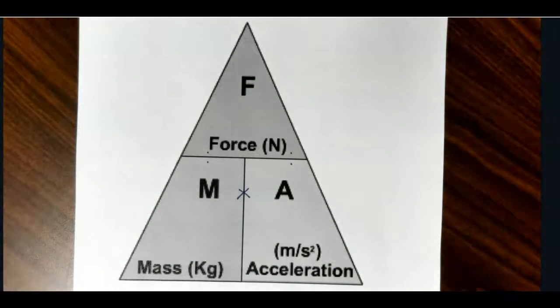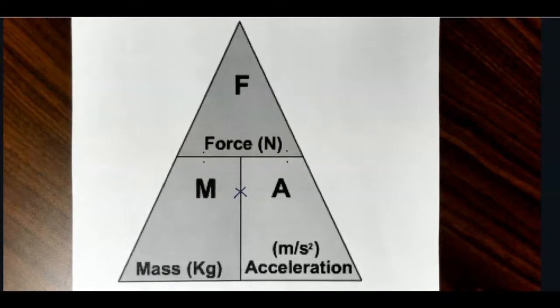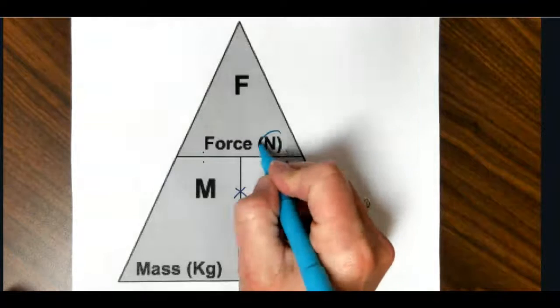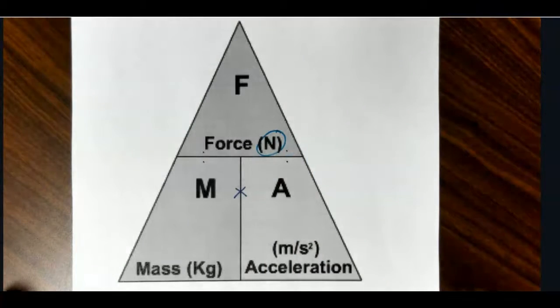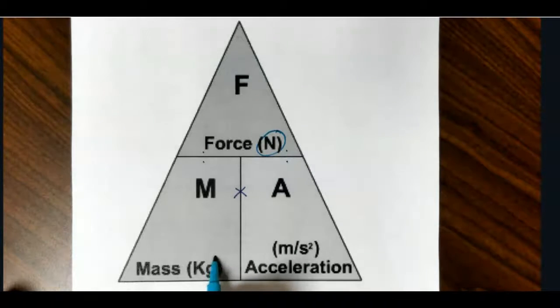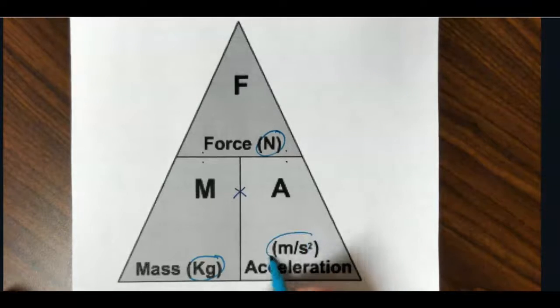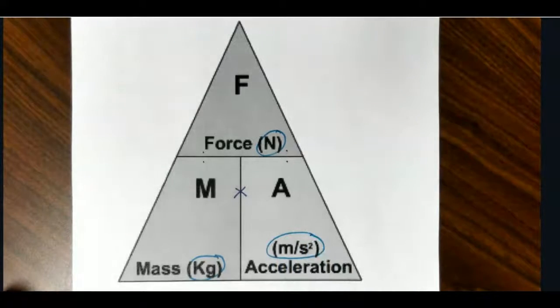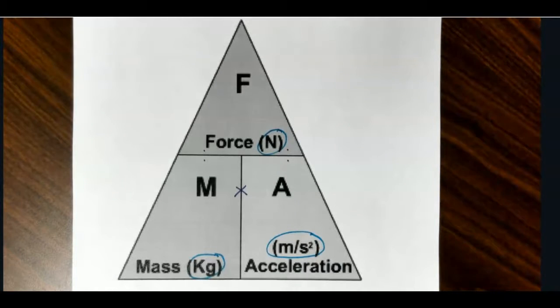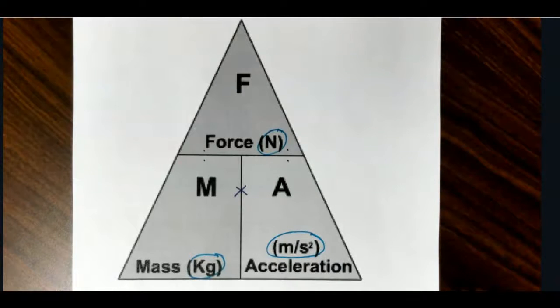Now you notice the units. For these, there's only one unit for each. The unit for force is always newtons, capital N. The unit for mass in this calculation is going to be kilograms. And we've already said there's only one unit for acceleration, meters per second, or meters per second squared. So make sure you're using the correct formula when you are asked to solve.